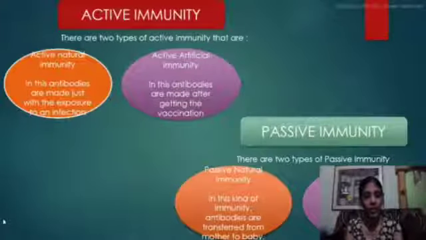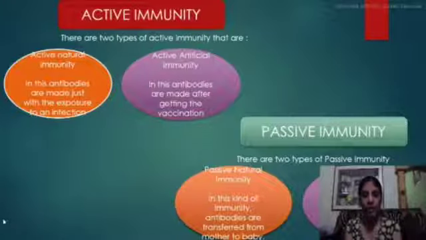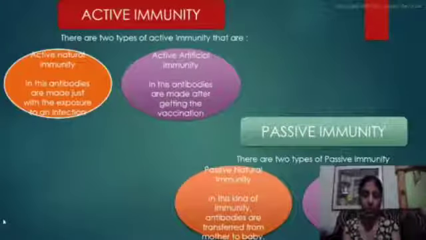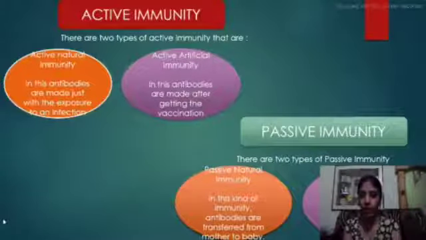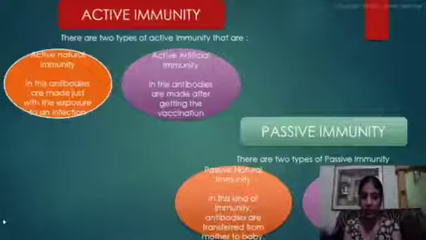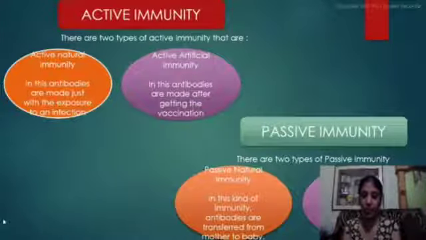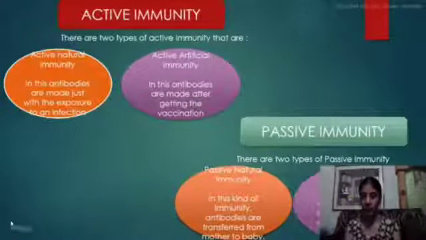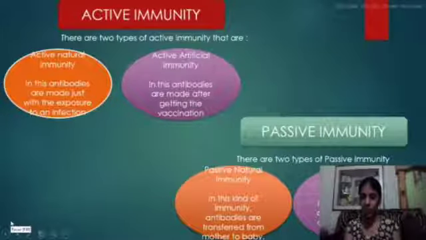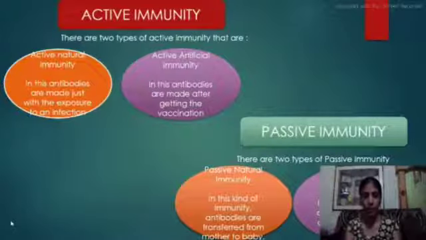In active natural immunity, antibodies are made just with exposure to an infection, and in active artificial immunity, antibodies are made after getting the vaccination. In passive natural immunity, antibodies are transferred from mother to baby. In passive artificial immunity, antibodies are acquired from immune serum.